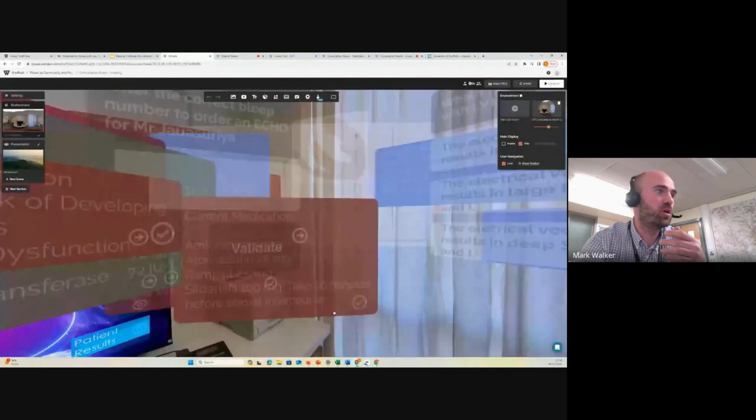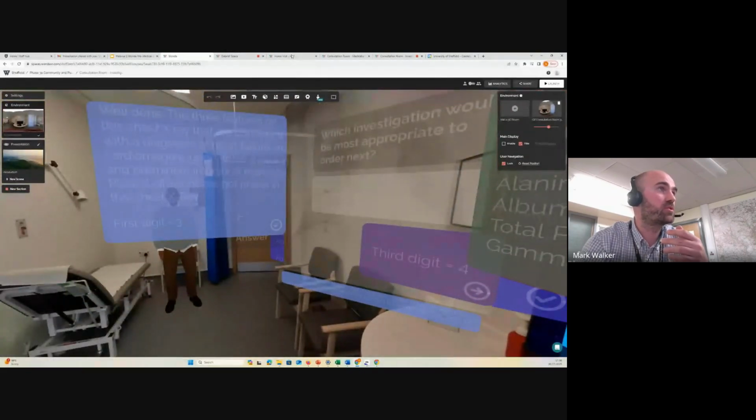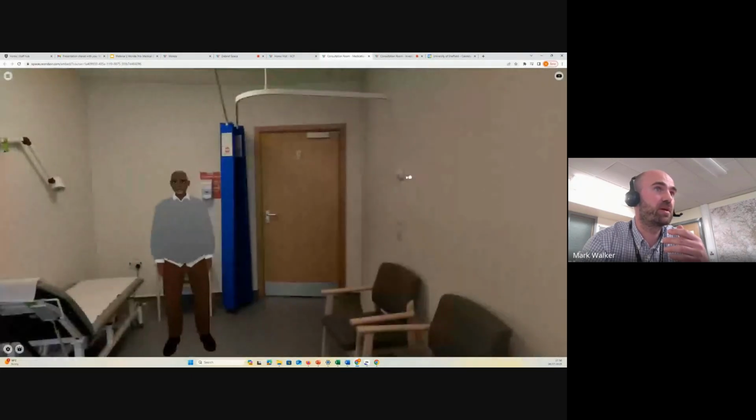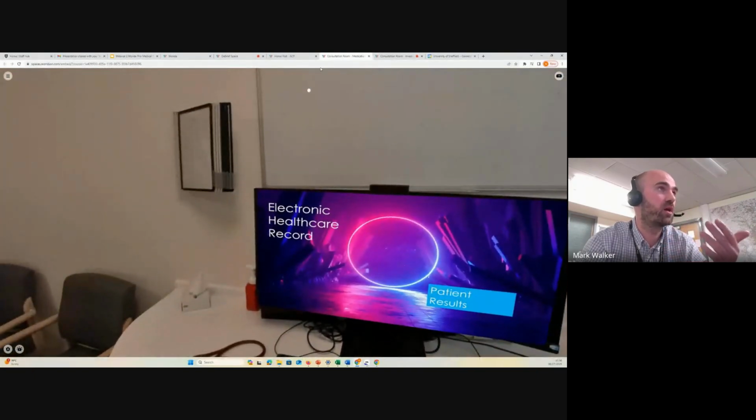And this worked really well. I'll just pull up one of the other rooms. So similar space here. This is where we talk about prescribing in this room.